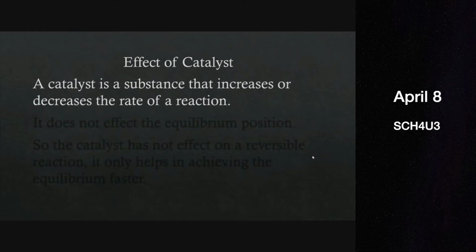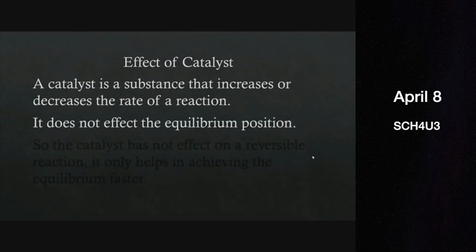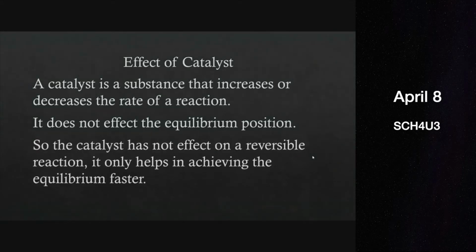A catalyst is a substance that increases or decreases the rate of reaction in both directions. It does not affect the equilibrium position. The value of the equilibrium constant would still remain the same. So the catalyst has no effect on a reversible reaction. It only helps in achieving the equilibrium faster. The forward reaction and backward reaction will take place faster, and the system will achieve equilibrium. The only thing is the time taken or the energy consumed is going to be different. But the equilibrium constant is still going to be the same.